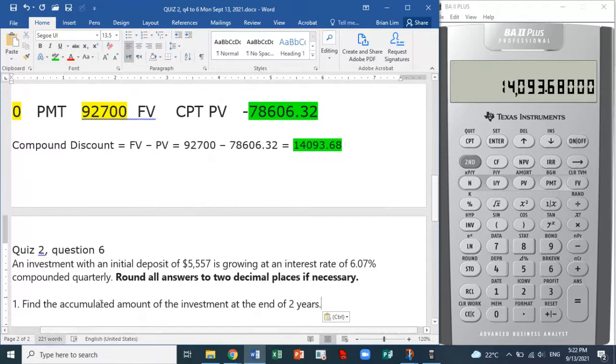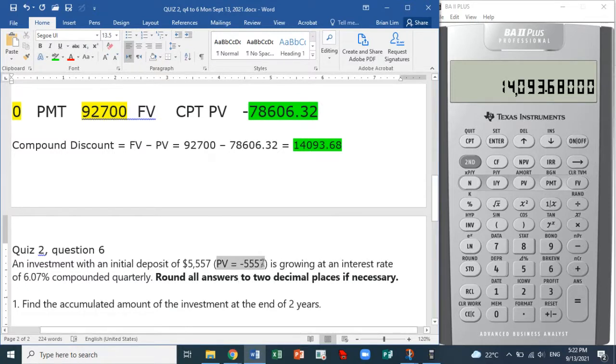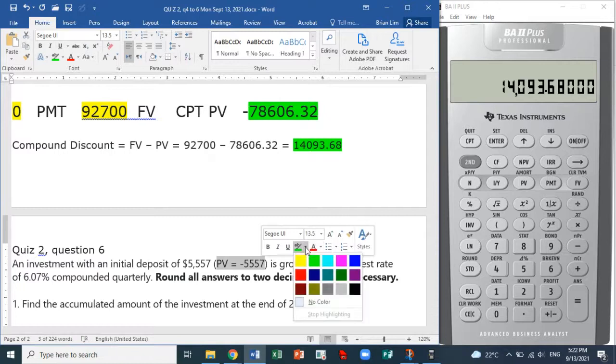Find the accumulated value. That's the first part of the question. Accumulated amount of the investment at the end of 2 years. So this is an initial deposit. So this is a present value, and it is equal to, we can put it in as negative 5557. All right, so it's growing.